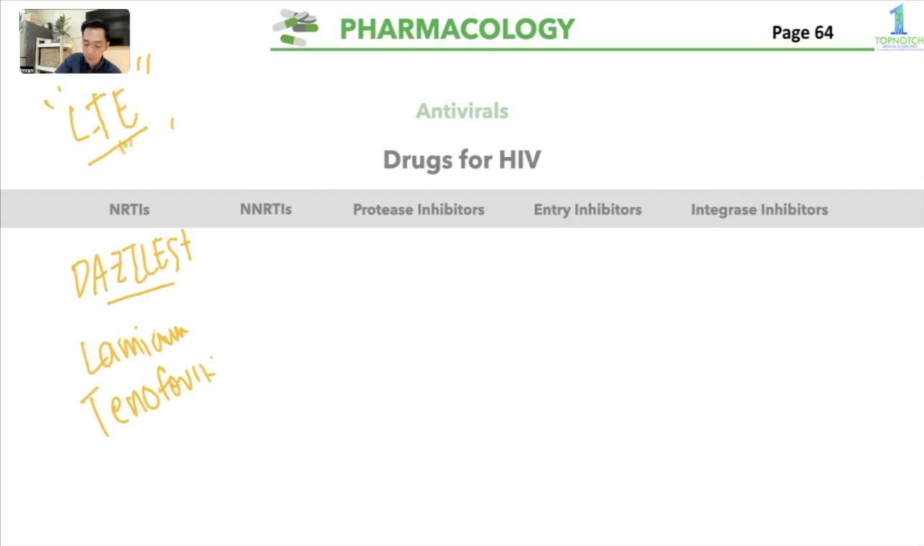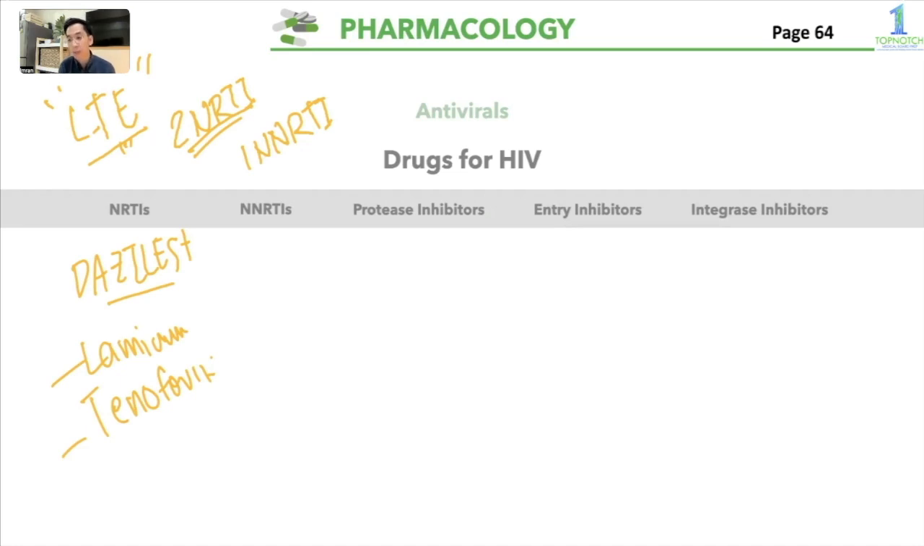Kasi kailangan mo daw ng dalawang NRTIs, no? So, kailangan kasi combination drug for HIV, and one NNRTI. Okay? Kaya yan yung combination niya. Alright? So, lamivudine and your tenofovir. Your lamivudine can also be used for your hepatitis B infections, no? Your hepatitis B infection.